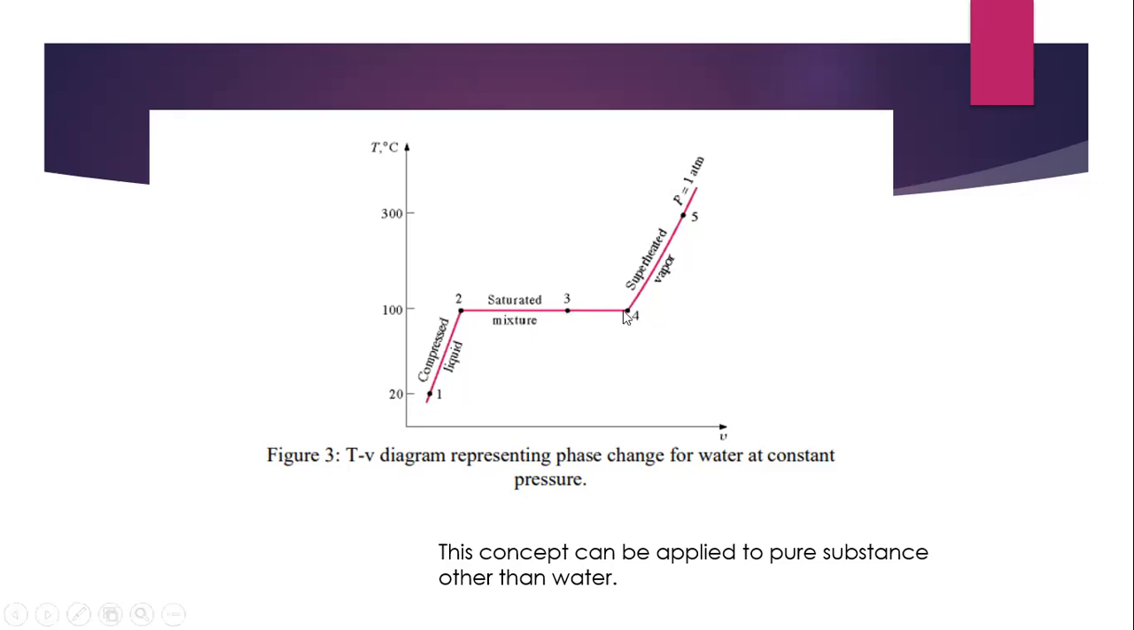Up to 3 to 4, the same state continues to occur. Then 4 to 5, after completely forming the vapor. When you increase the temperature from 100 to 300 degrees Celsius, the saturated vapor converts into superheated vapor at a constant pressure, say 1 atmosphere. Here, the volume changes at each and every stage while the pressure is kept constant.